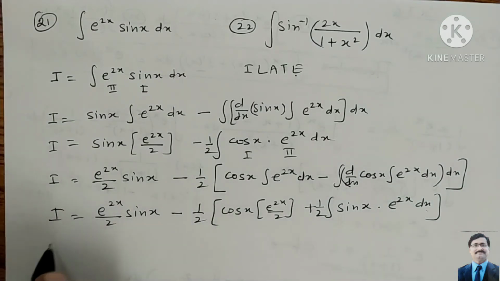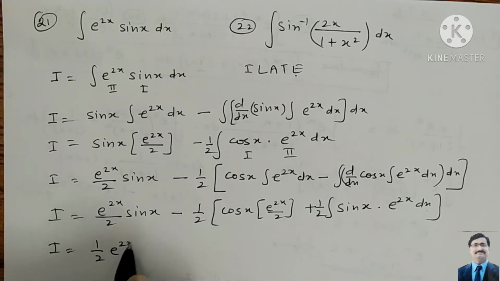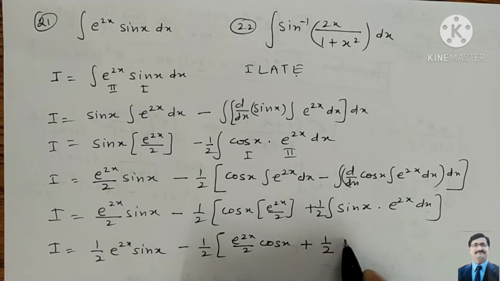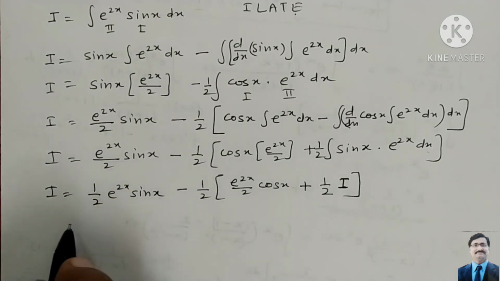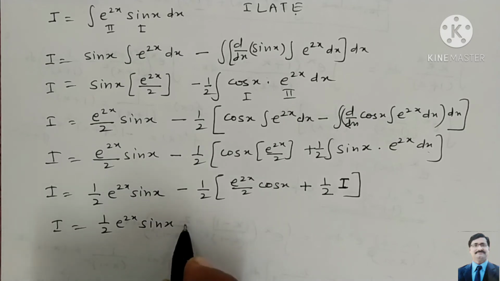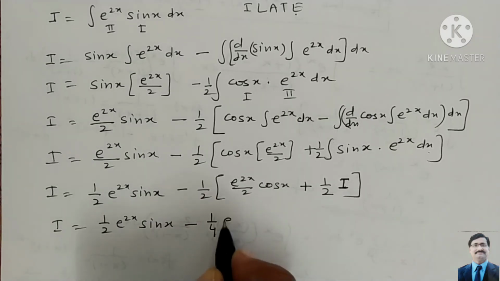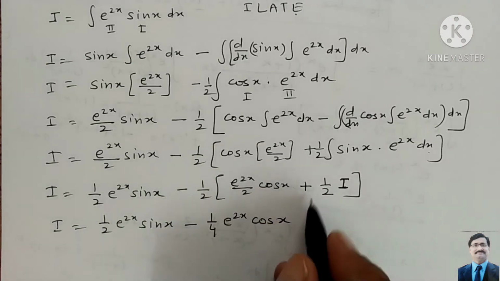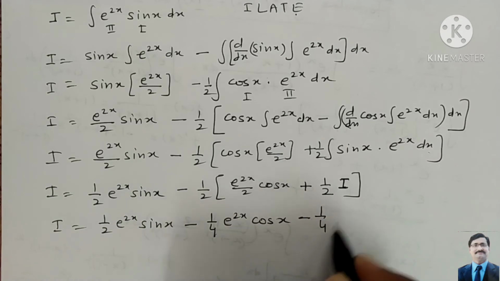This is the question. This question we suppose at the start is I, so we can write here in place of that 1 upon 2 bracket e power 2x upon 2 cos x, and plus 1 upon 2, and this we write I, okay. Now we open the bracket, we get here 1 upon 2 e power 2x sin x, and we open the bracket, we get 1 upon 4 e power 2x cos x, and minus and plus is minus, and 1 upon 4 I we get.